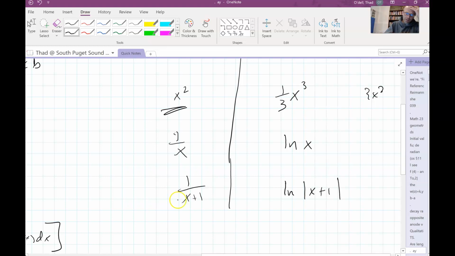Now, what if there would have been a 2 here? And that means there would have been a 2 here. Now when we take the derivative of this, we get 1 over 2x plus 1, but then the chain rule kicks out a 2 because the derivative of 2x plus 1 is 2. So if we didn't do anything there'd be a little 2 sitting up here. So what we're going to do is put a little 1/2 out here to counteract the 2 that's being kicked out.